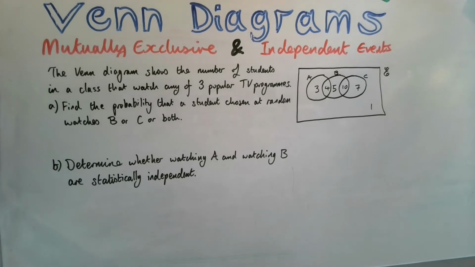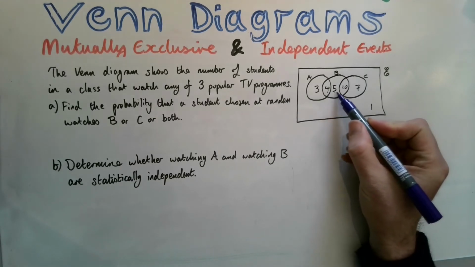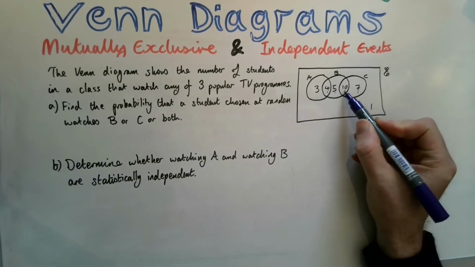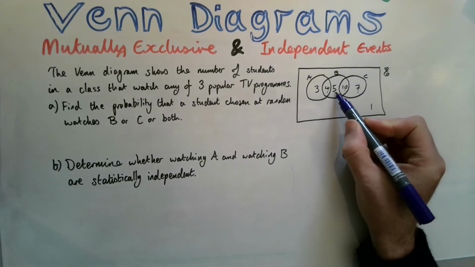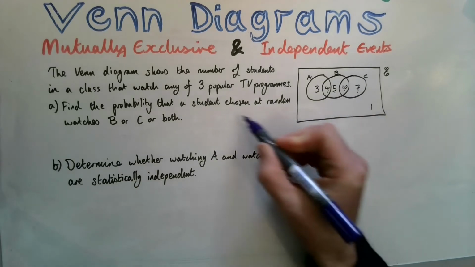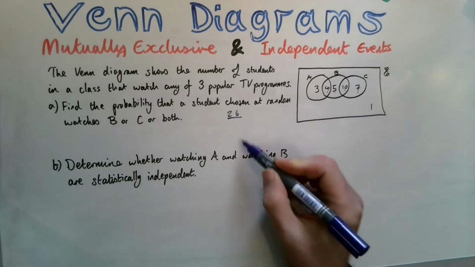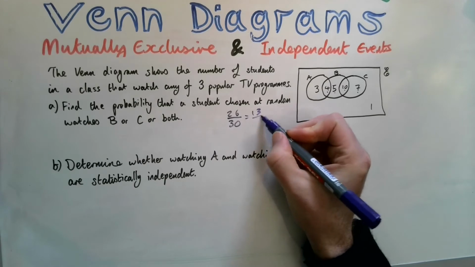So the probability that a student chosen at random watches B or C or both. That is going to be that one, that one, that one, because that's all B. This is C, and both is that 10 in there, isn't it? So what have we got? 4 plus 5 is 9, 19, 26 out of 30. So 26 out of 30, and you can simplify that if you like to 13 over 15.